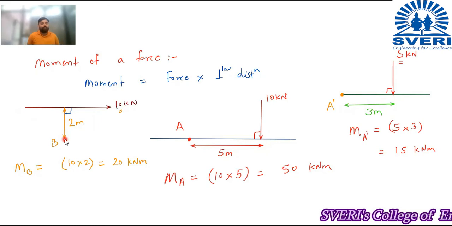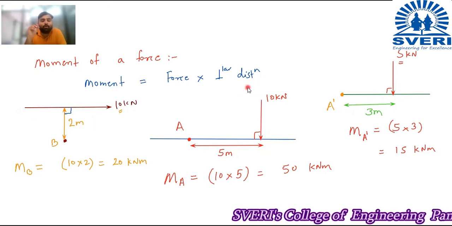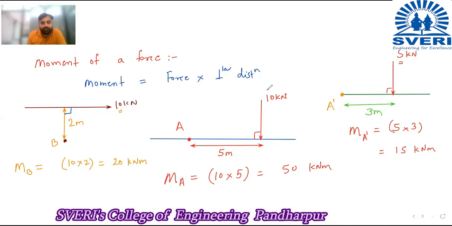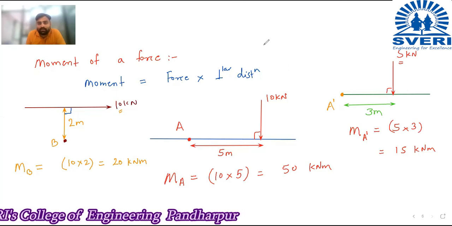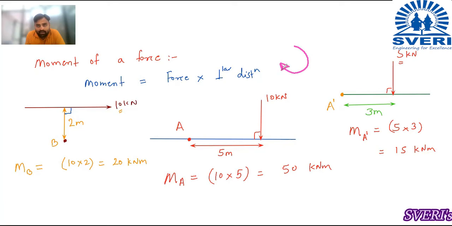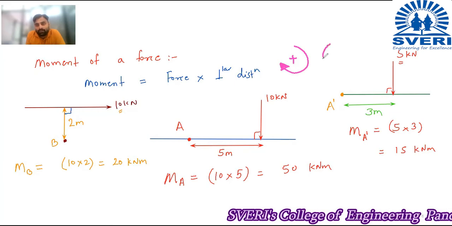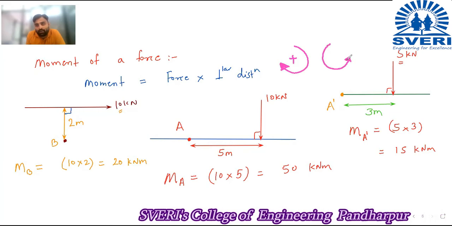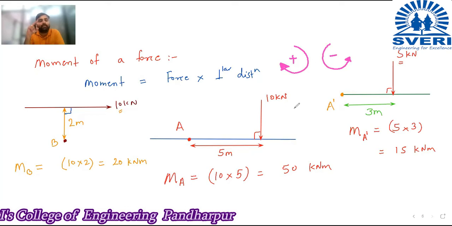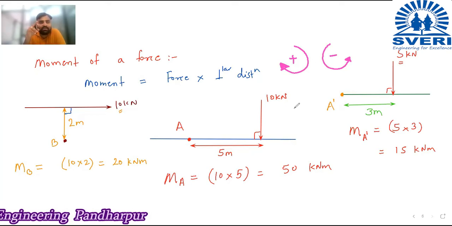Now the second thing is that, in the moment, we adopt some sign conventions for positive moment and negative moment. If it is rotating in clockwise direction, like this, so this is the clockwise direction, then we consider it as a positive moment. If it is rotating in anti-clockwise direction, then we call it negative. If the moment of force is rotating in clockwise direction, then it is positive. If it is in anti-clockwise direction, then it is negative.